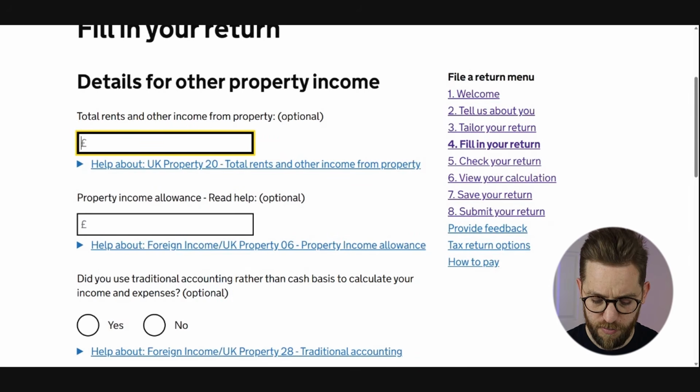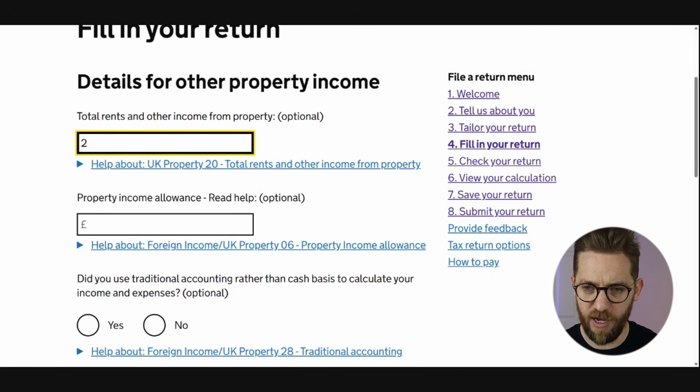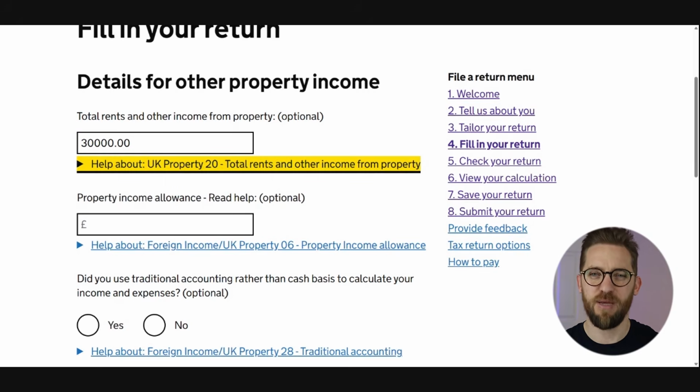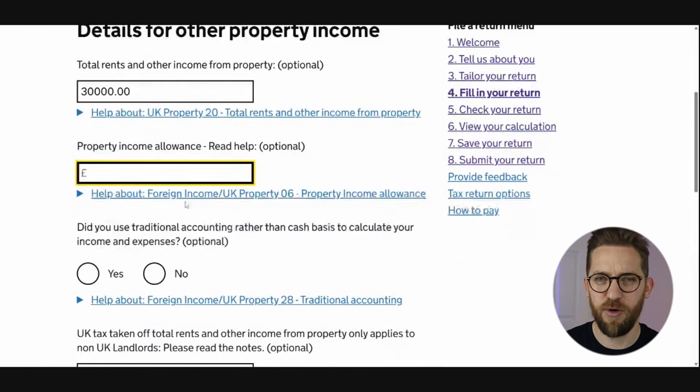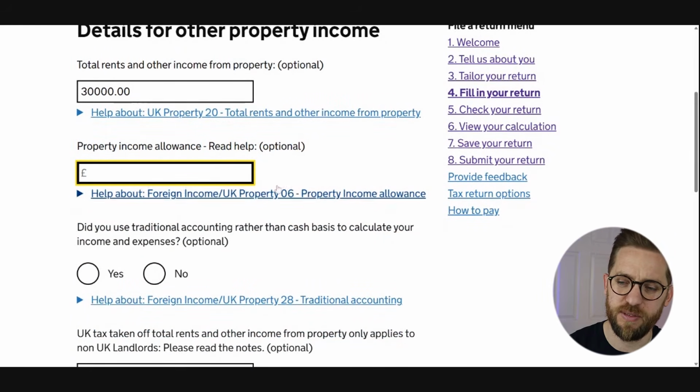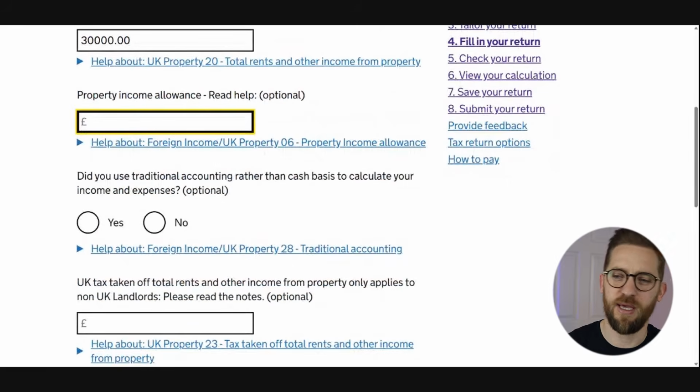So we're kind of going to have to combine those together here. And I want to provide a figure for my total rent. So let's go with a higher figure actually. Let's say I had £30,000 because that's going to mean we're going to have tax payable at the end. We already know about the property income allowance. Okay, you only get one property income allowance, so if you're utilising it elsewhere, you wouldn't be able to utilise it here as well, and you only get one per person as well. So I'll leave that one blank.